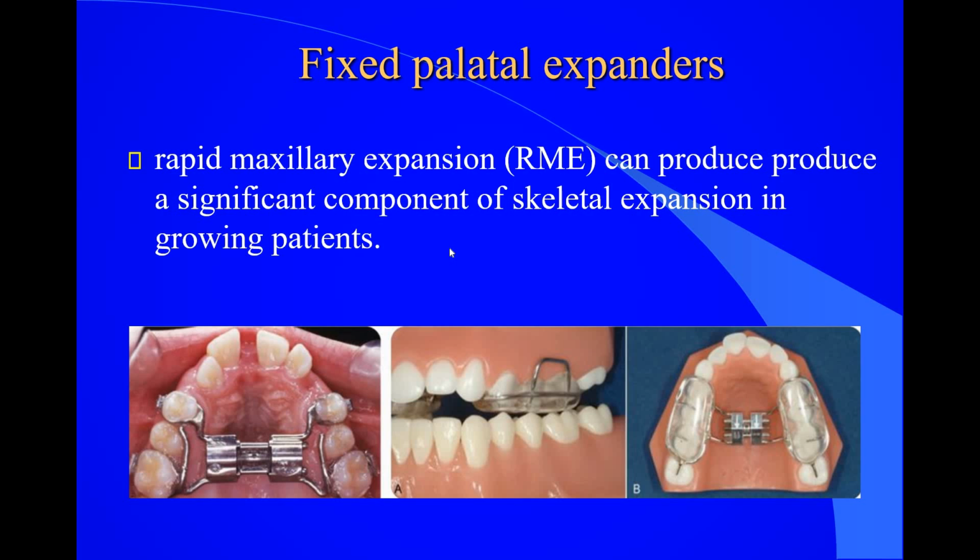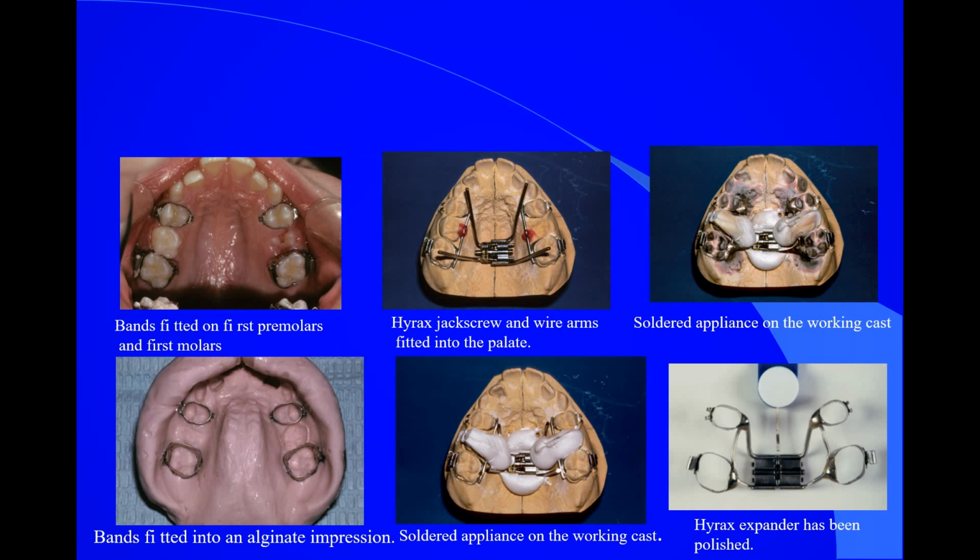Rapid palatal maxillary expansion can produce a significant component of skeletal expansion in a growing patient. RPE or RME is undertaken over a period of 2 to 4 weeks, with the patient activating the appliance between 1 and 4 times a day, producing up to 1 millimeter of expansion a day. This generates large forces that in a child or adolescent will split the maxillary suture, resulting initially in mostly skeletal expansion.